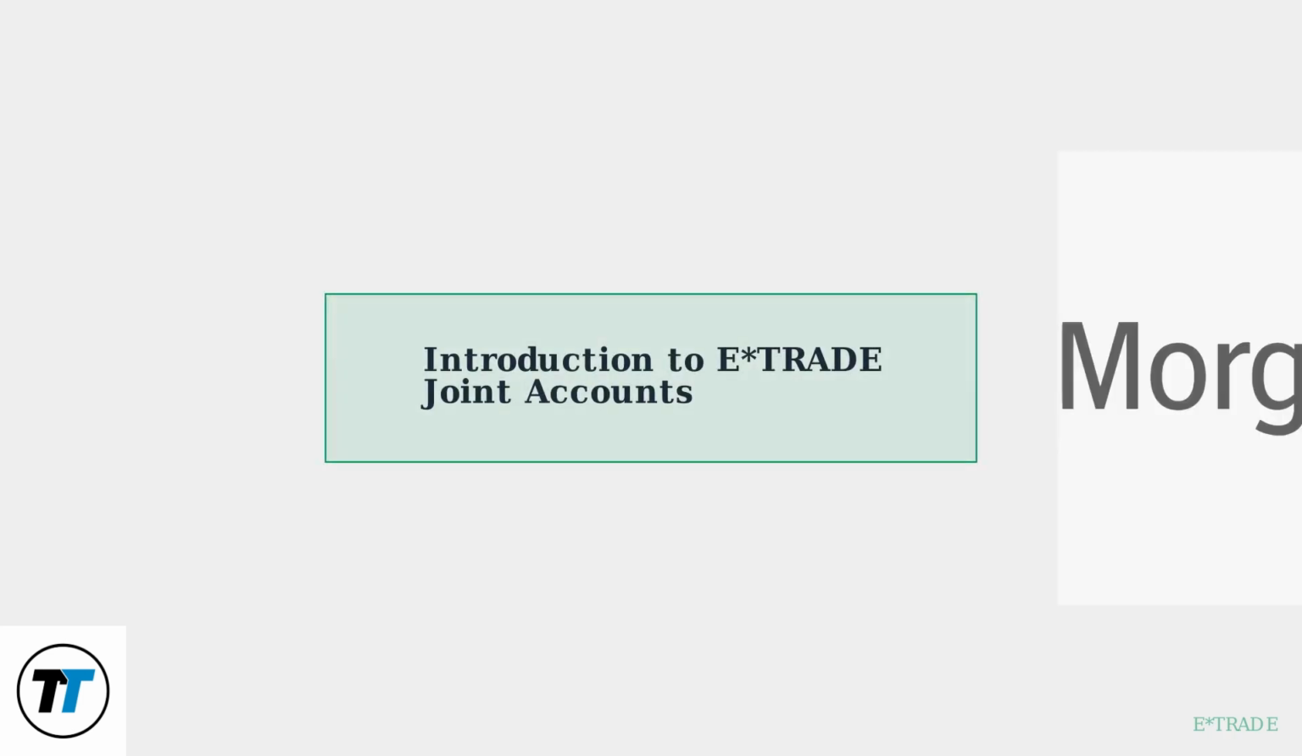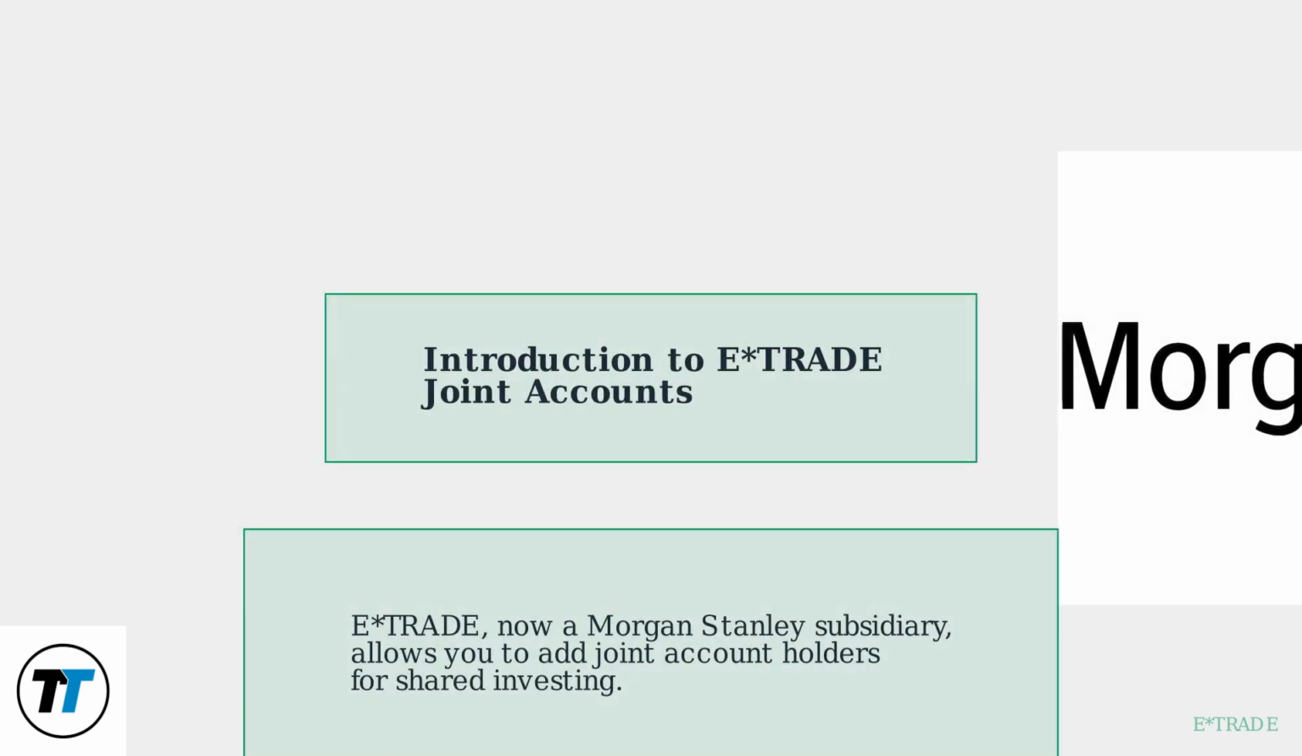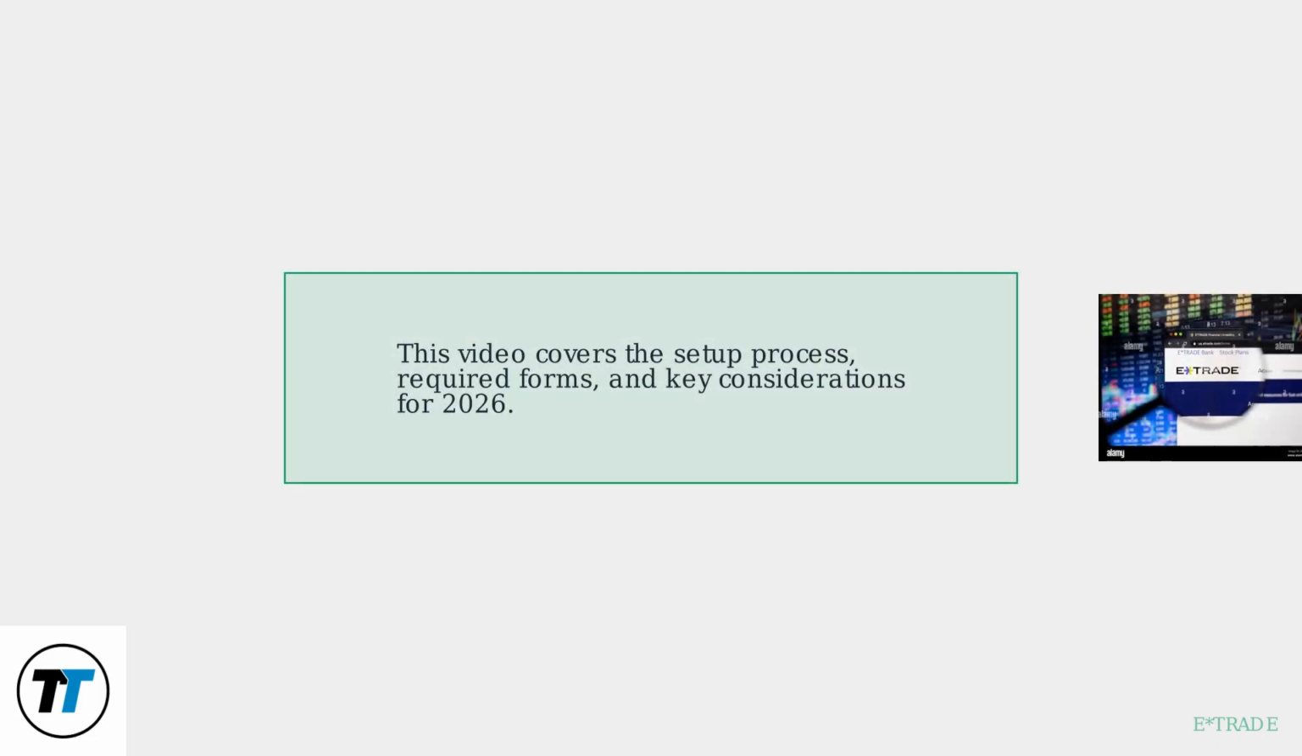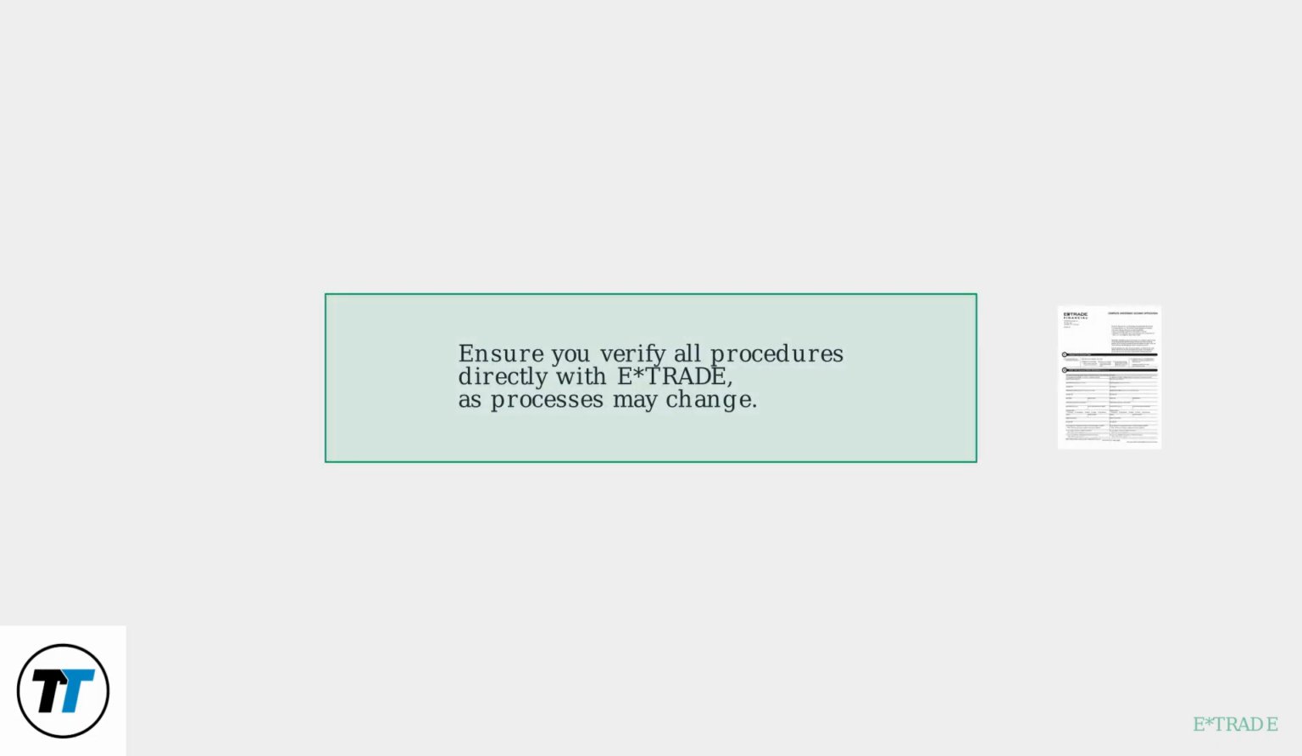E-Trade, now a Morgan Stanley subsidiary, allows you to add joint account holders for shared investing. Adding a joint account holder lets multiple people co-own investments and trade together. This video covers the setup process, required forms, and key considerations for 2026. Ensure you verify all procedures directly with E-Trade, as processes may change.